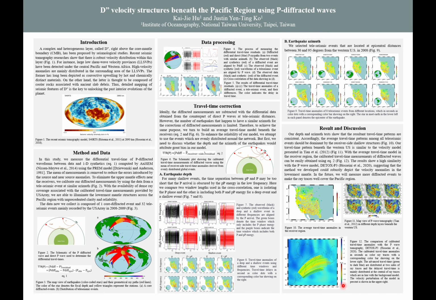So this suggests that the method we developed could robustly depict the velocity anomaly in the lowermost mantle, and in the future we will measure more diffracted events to make the ray traces well cover the Pacific region. And that's about my study.